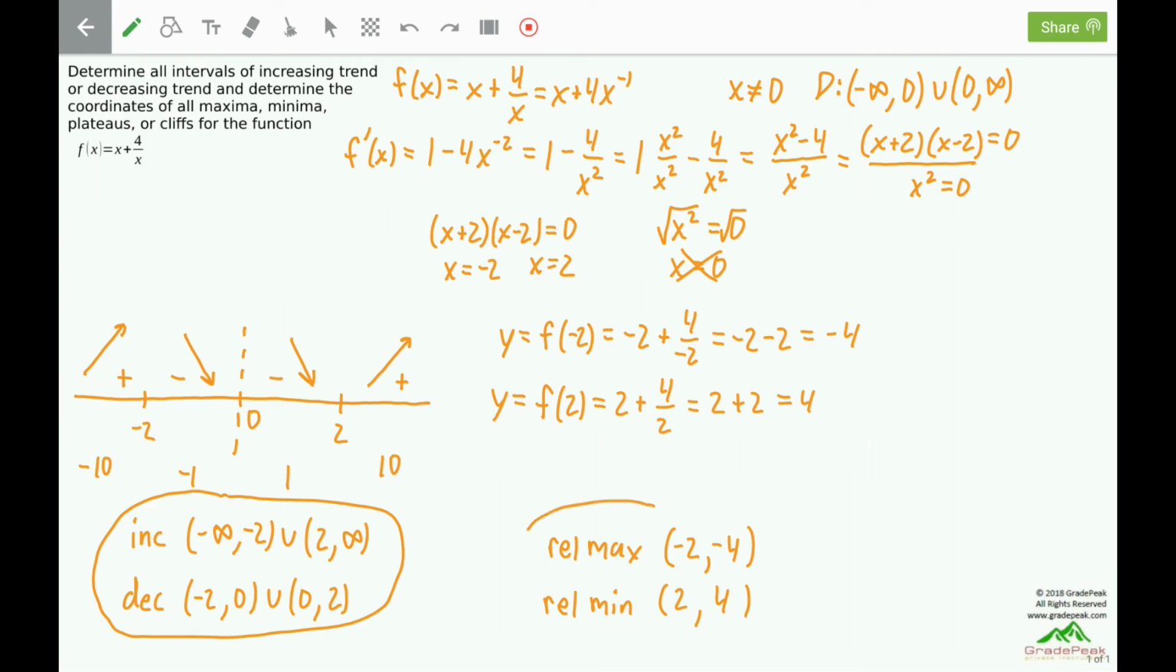So we have a relative max at negative 2, negative 4, and a relative min at 2, 4.